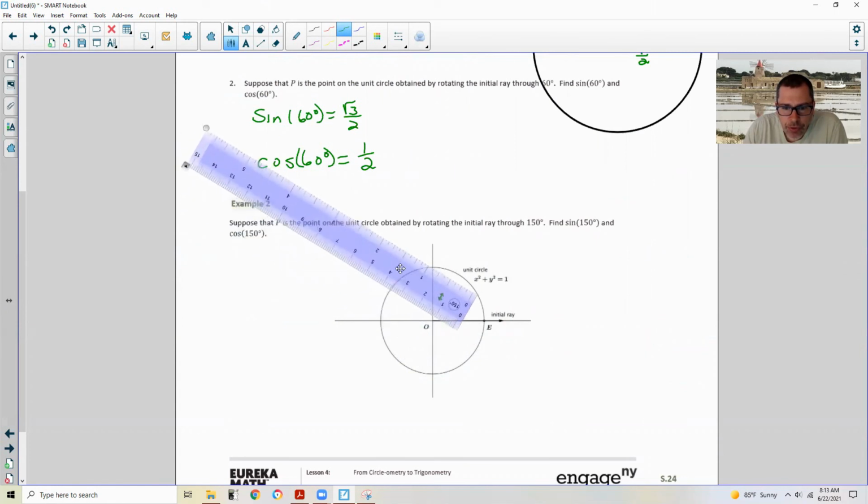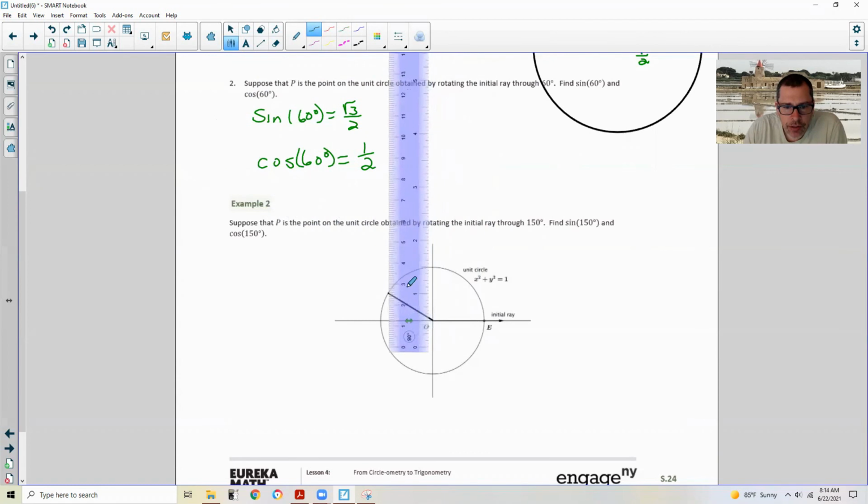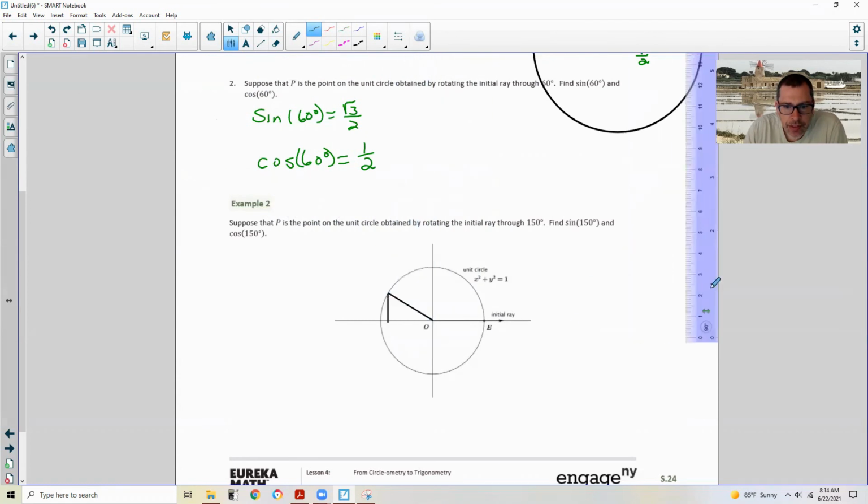If I bring this ruler over and put it right at the center like so, and then I draw a segment from the center of the circle over to the edge that has a radius of 1, so that's a length of 1. And then if I rotate this so that I'm back to 90, and I draw this perpendicular to the x-axis, then there is my right triangle.